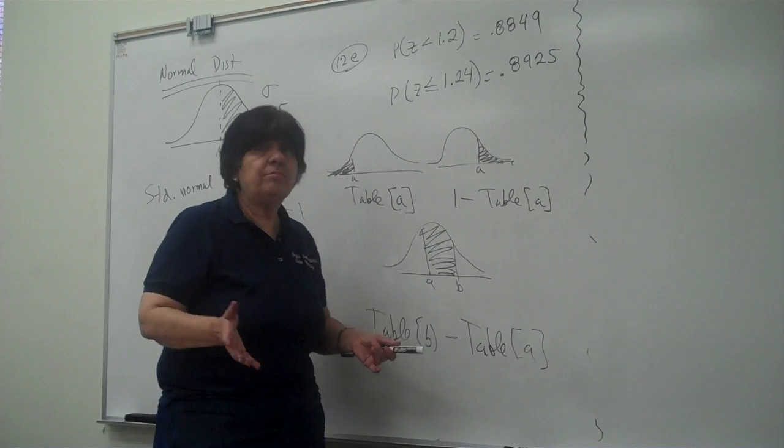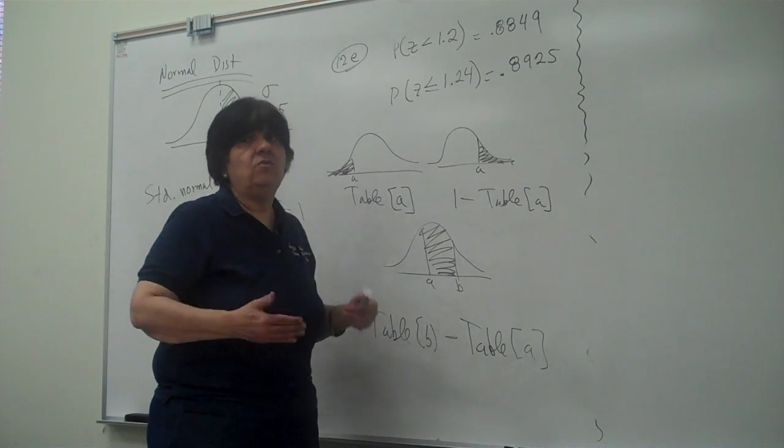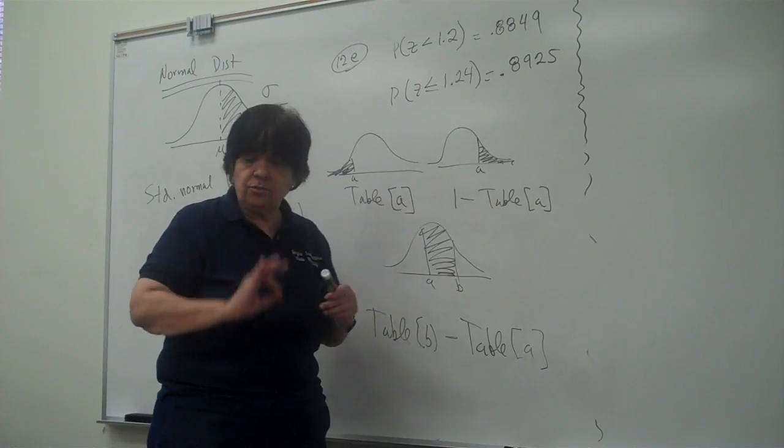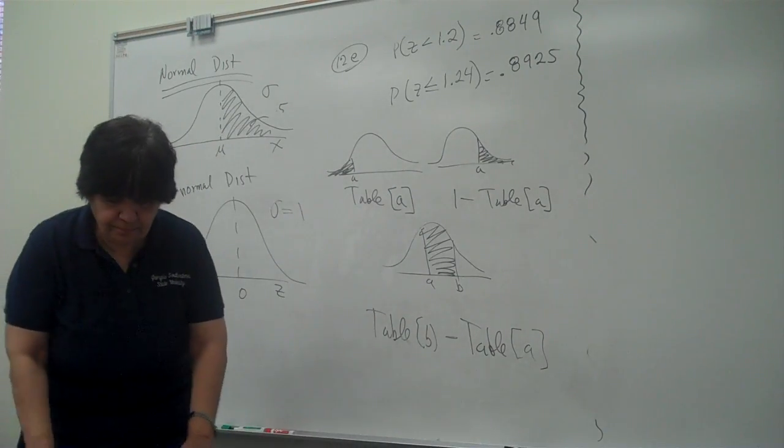Like in any other probability distribution, the probability that X is equal to a particular number is equal to 0 because there are no areas involved.